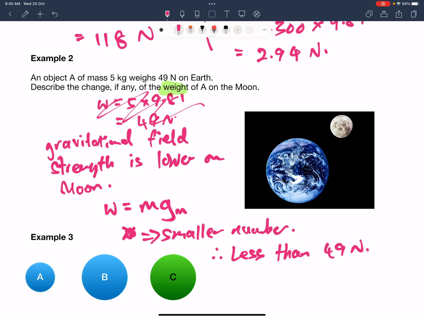Here we do not need to know the exact value. I just want to know the change. Change means will it be bigger or smaller or remain the same. So again, be specific. Don't say it is different. Different is not specific enough. You need to be specific, stating whether it's more or less. So the answer here is less.